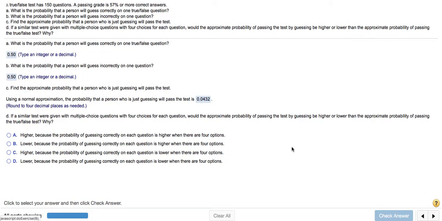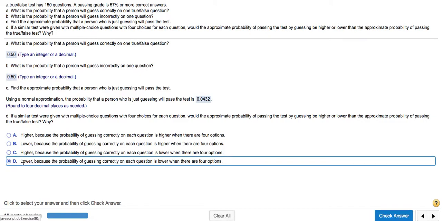I'll click Continue. And Part D says, if a similar test were given with multiple choice questions with 4 choices, would the approximate probability of passing the test by guessing be higher or lower? Well, in this case, if there were 4 options instead of true, false, where there's only 2, this number is going to go down. It's going to be 0.25 instead of 0.5. What that's going to do is lower this probability here. So it looks like of these 4 choices, D makes the most sense. It's going to be lower because the probability of guessing correctly on each question is lower when there are 4 options.